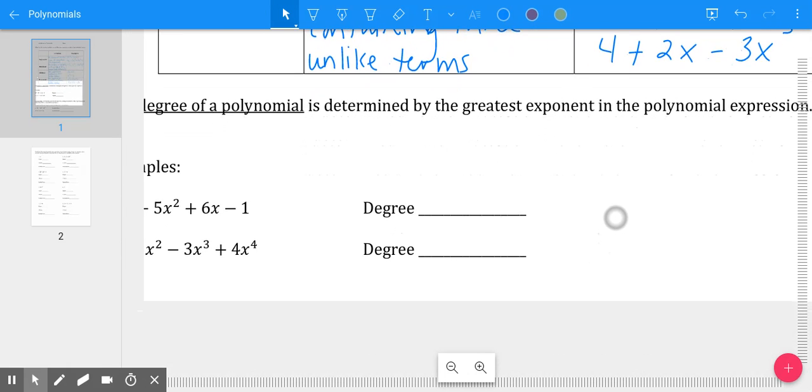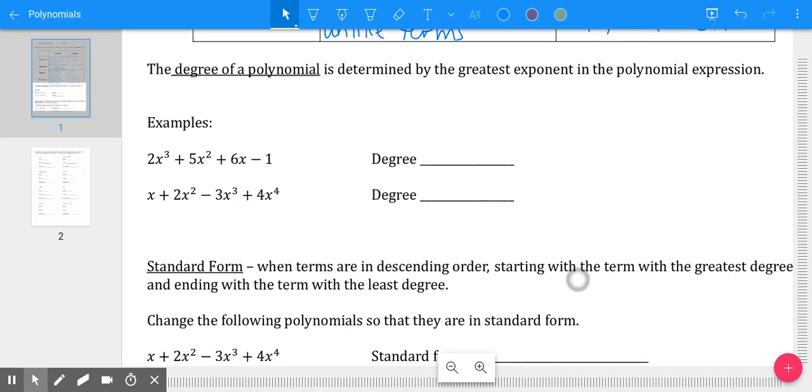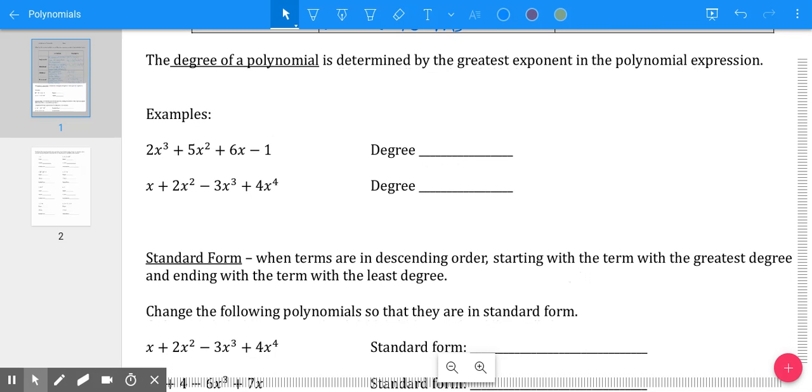Some things we can do with polynomials. The first thing you'll see here is the concept of degree. And degree is very simply the greatest exponent in any polynomial expression. So if we look at these 2 examples here, we'll analyze each of the individual terms. And if we look, the degree of the first term is 3, the degree of the second term is 2, the degree of the third term, there's no exponent here, so it's assumed to be a 1. And then the degree of the -1, our last term, since it doesn't have an x, that's technically a 0. So the highest power here is 3, which is our overall degree.